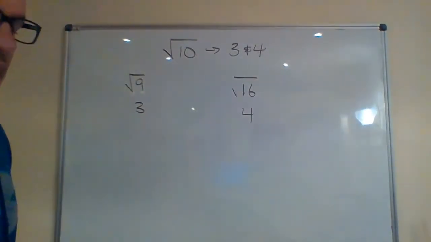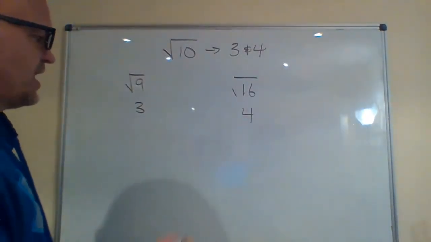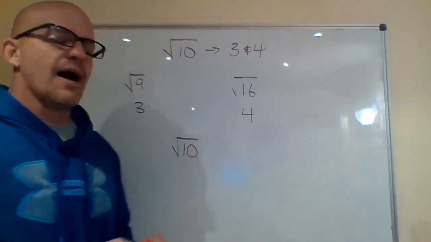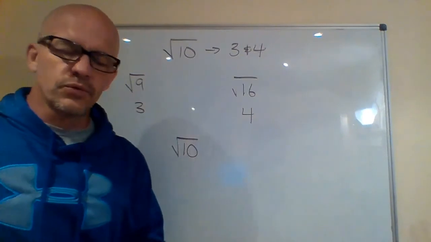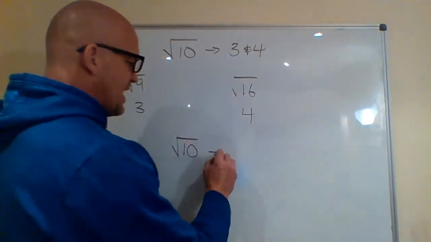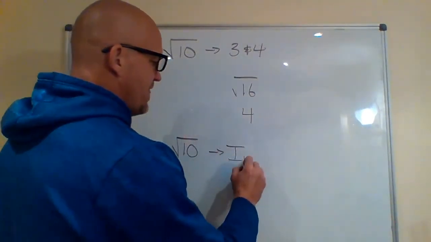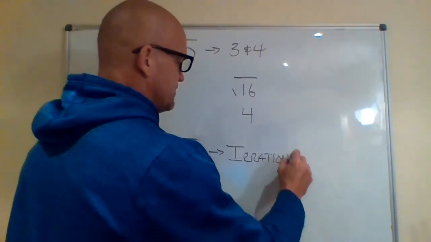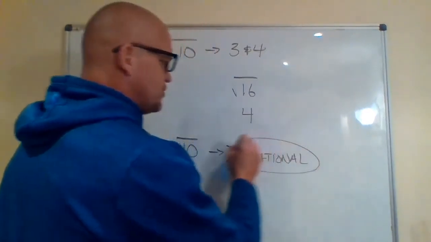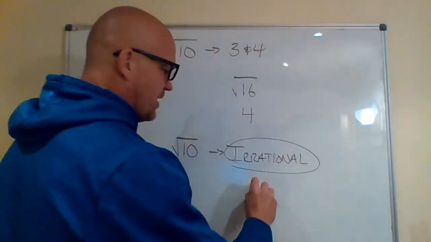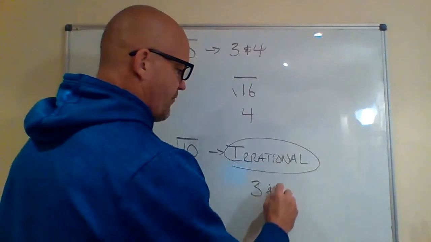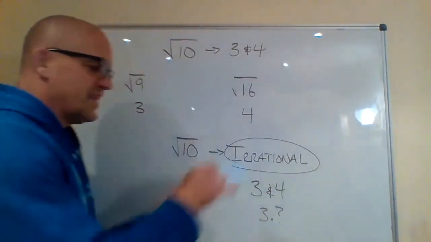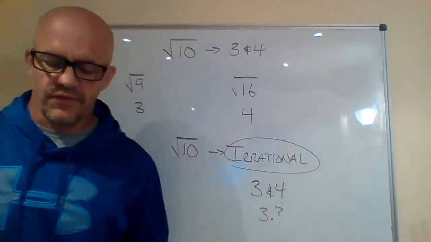So here's what I'd like you to be able to do. We're going to do some examples of this. I would like you to look at the square root of 10. Since it does not have a nice, pretty root to it, we're going to look at that and say, hey, that guy is irrational. I want you to think back to your sets of numbers that you've learned. That is irrational, and it lies between 3 and 4. So it's 3 point something. This is all we're going to do for this moment.